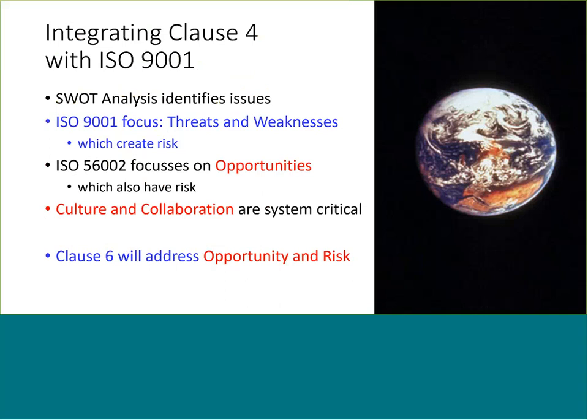So to summarize, in Clause 4, we use a SWOT analysis to identify issues. In the case of 9001, you focus on threats and weaknesses that create risk. In 56002, we focus on opportunities. And remember, 56002 is a guidance document, so there's an enormous amount of knowledge in there that enables us to develop this Clause 4. And I've just emphasized the importance of culture and collaboration. When we get to Clause 6, that's where we will actually address, and you'll notice it says opportunity and risk, not risk and opportunity.